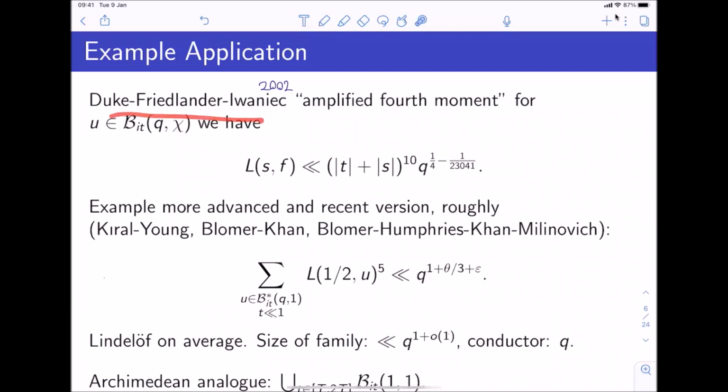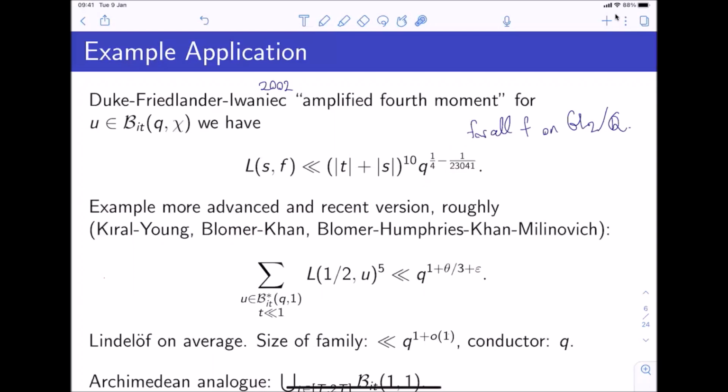Duke, Friedlander, and Iwaniec studied an amplified fourth moment of L-functions over this family. So u is a Maass form of level Q and central character chi. And they were able to prove the first subconvexity result for all f on GL2 over the rationals. So this holds for f of level Q and any central character, and you save a small amount over the convexity bound.